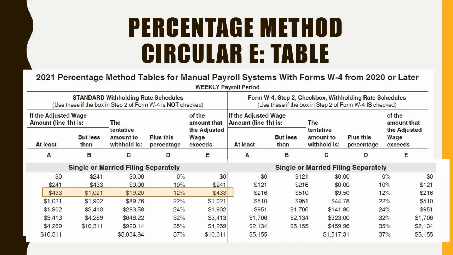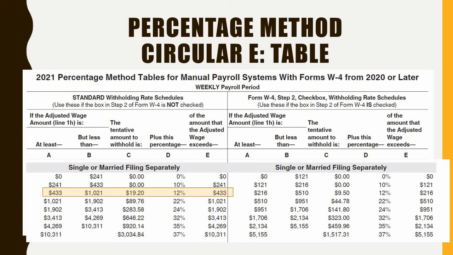In this case, we've got to look at the amount that she's earned. Is it at least, so did she earn at least $241? Yes. Did she earn more than $433? In this case, yes, she did. So you have to move to the next one. Did she earn at least $433? Yes, she did, but not more than $1,000.21. Yes. So that means she earned more than $400, but less than $1,000. So this is the row we're going to be looking at.